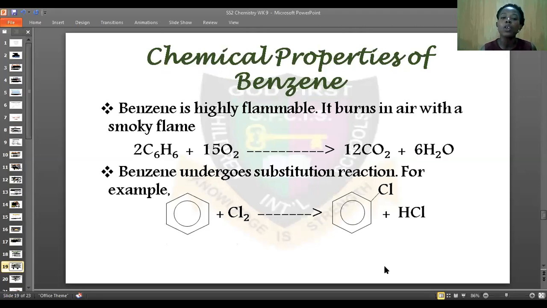For example, you have benzene. This is the structure of benzene. I told you that you can represent it in several ways from what I showed you. It reacts with chlorine, and one of the hydrogens in that benzene is substituted with a chlorine atom. So you have Cl. This is chlorobenzene, and then you have HCl.